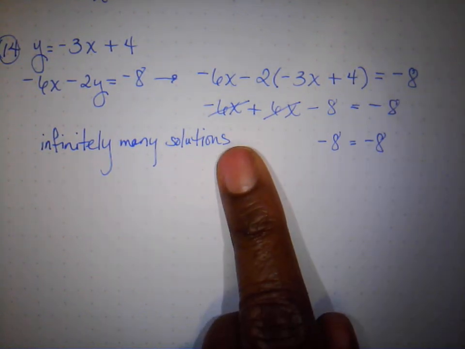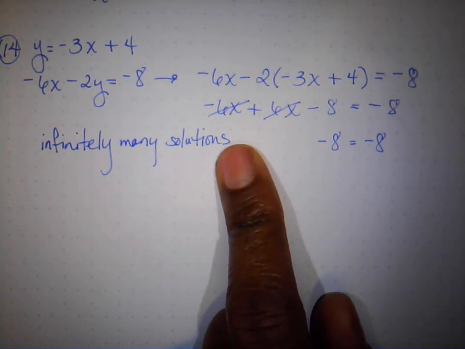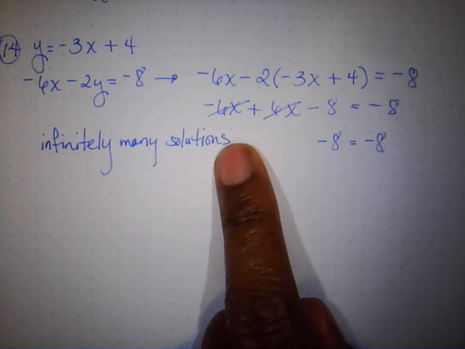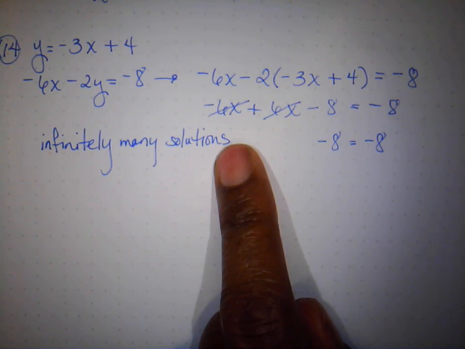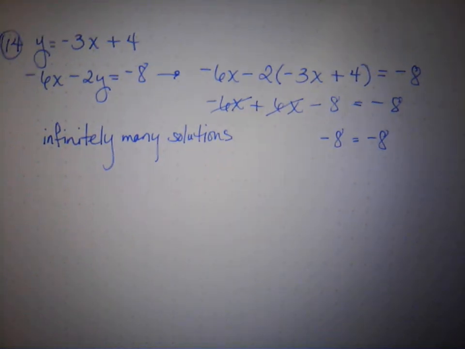They're not both 6x's. One of them is a negative 6x, and one of them is a positive 6x. What's negative 6 plus 6? 0. Okay? 0. That's why I crossed them out. May I proceed? Okay. So we're moving on to number 16.